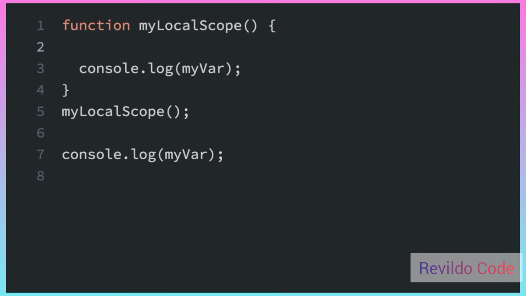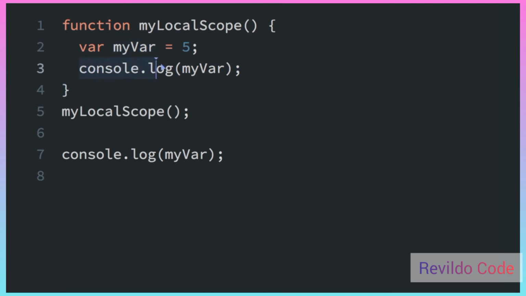Variables which are declared within a function, as well as the function parameters, have local scope. That means they are only visible from within the function. Let me show you what I mean. If I declare a variable right here, myVar equals 5. So we've declared this variable inside a function. So this variable, myVar, is only visible inside the function.